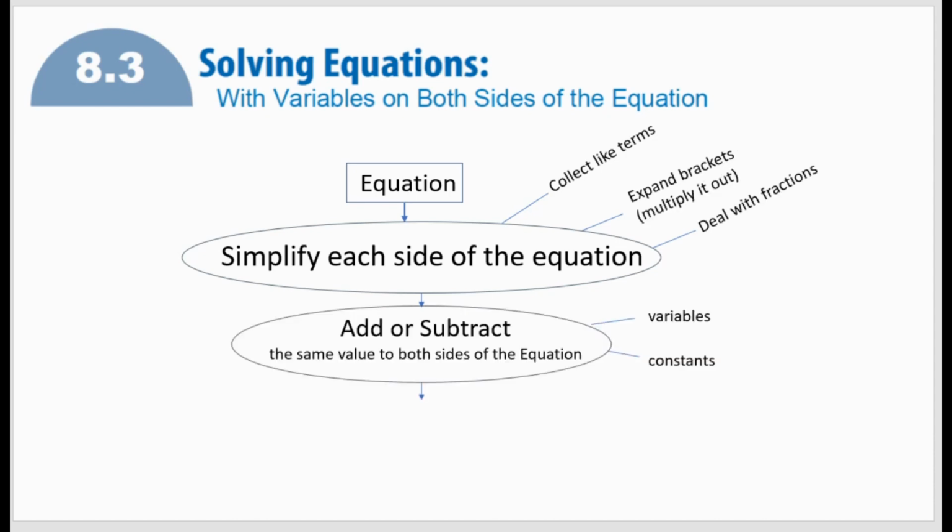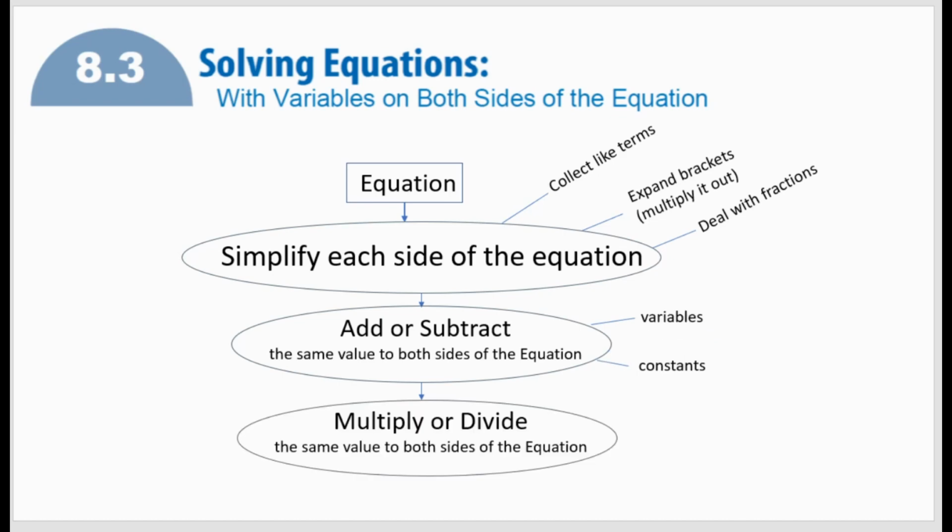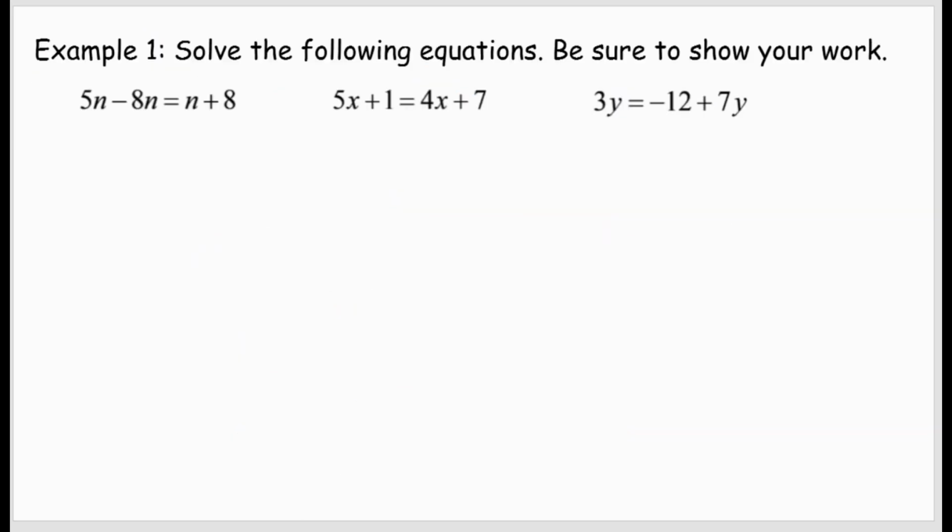Okay, after we are confident that it has been simplified, our next step is to add or subtract the same value to both sides of the equation. We're going to look for variables first. We are going to look to see, do we have variables on both sides of the equation? And then we'll look for constants second. Okay, and after we've added or subtracted, we'll multiply or divide. And after that, we should have our solution. Let's look at some examples that we are going to solve.